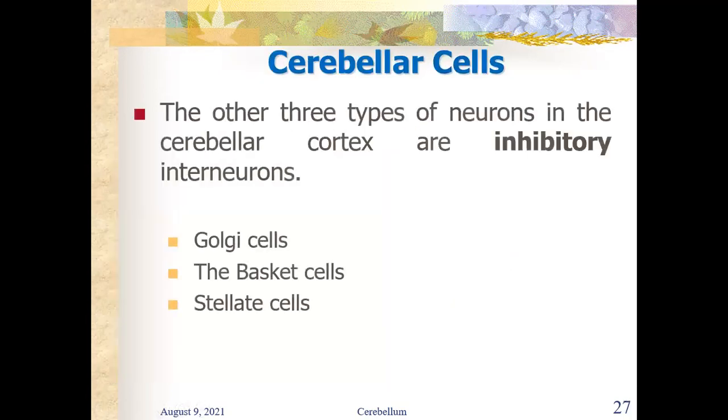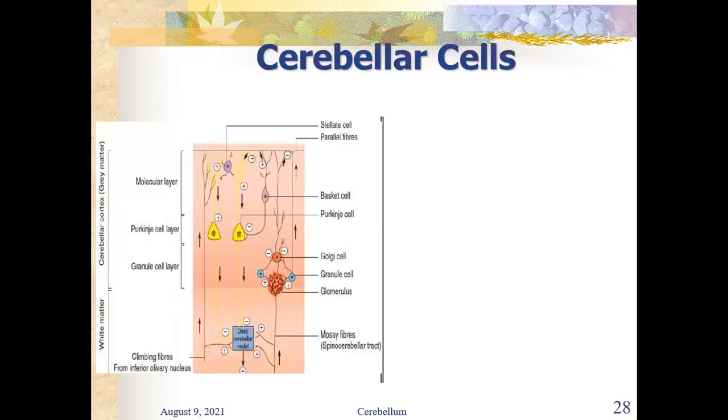Then we move to the other types of cells. We have seen the granule cells, the Purkinje cells. Their connections are excitatory. Then we move to the other types of cells in the cerebellar cortex. We have the Golgi cells, the basket cells, and the stellate cells. So those are another three types of neurons in the cerebellar cortex, and they are also inhibitory in nature. They form connections with other types of cerebellar neurons.